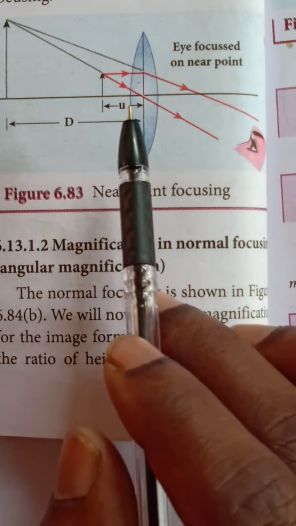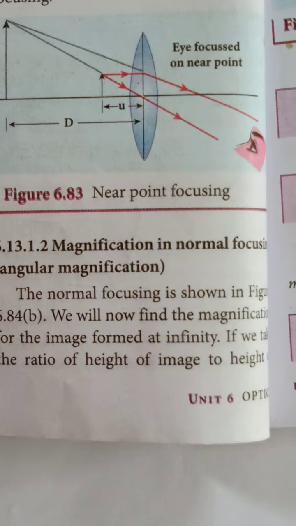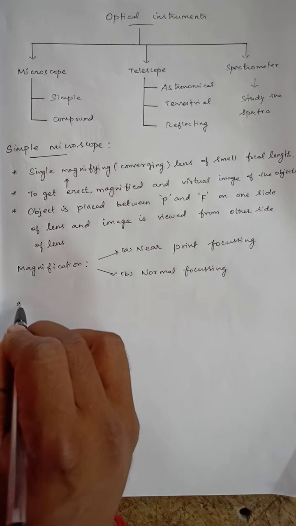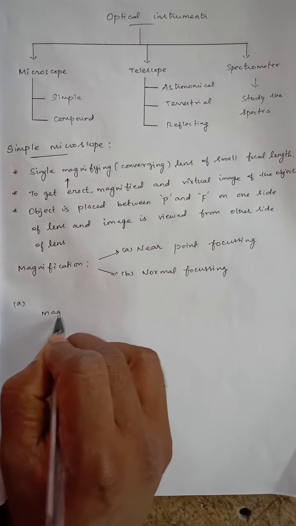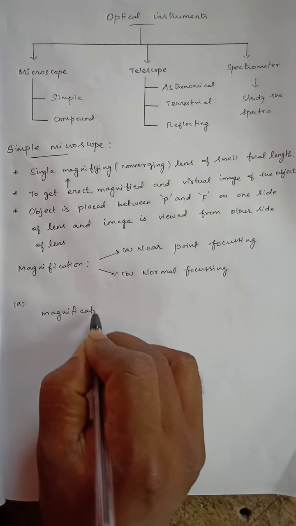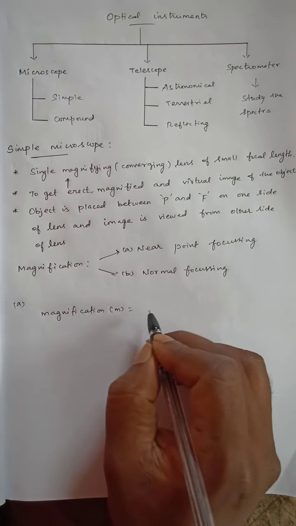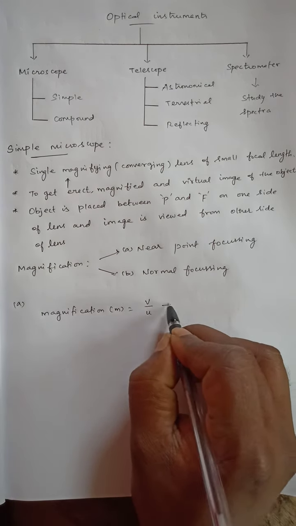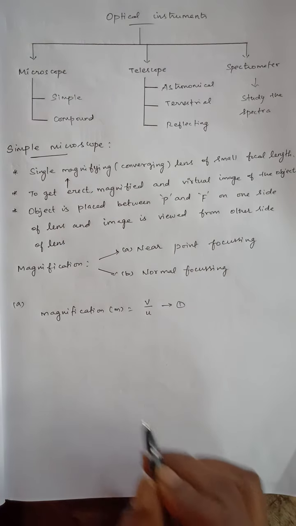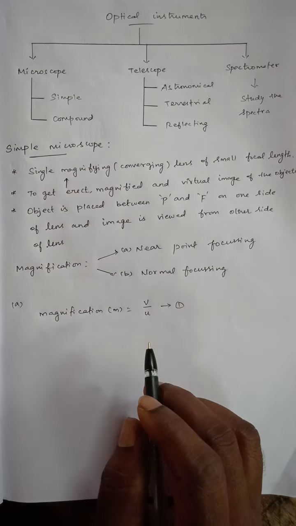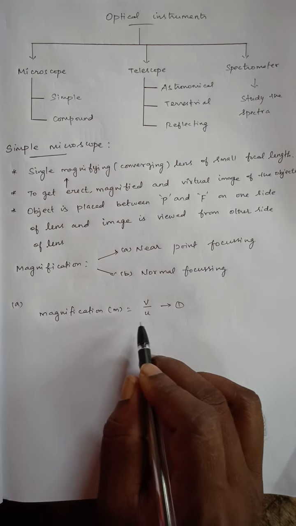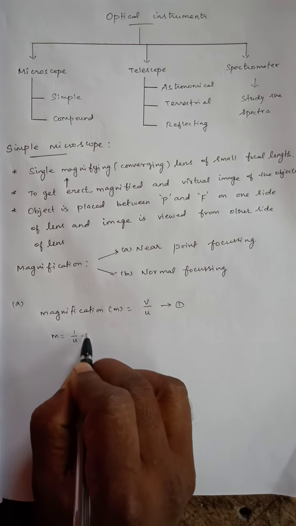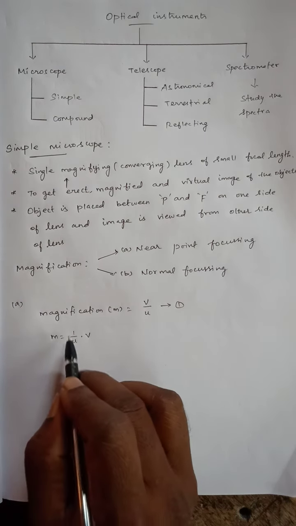Now we'll see the magnification for near point focusing. We know the general formula for magnification: M is equal to image distance by object distance, so M equals V by U, equation number 1. Now we separate the 1 by U, so that magnification M is equal to 1 by U into V.